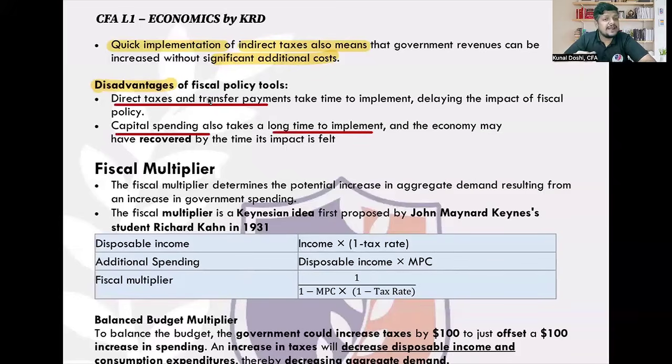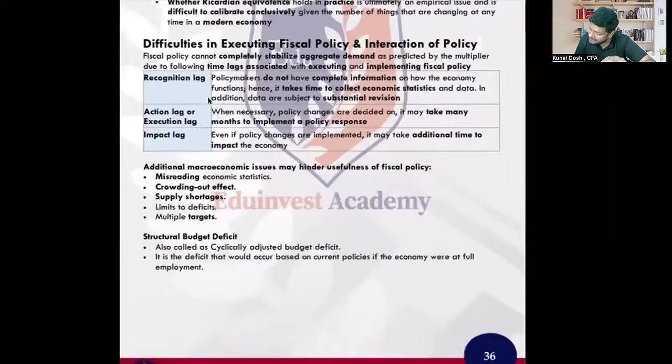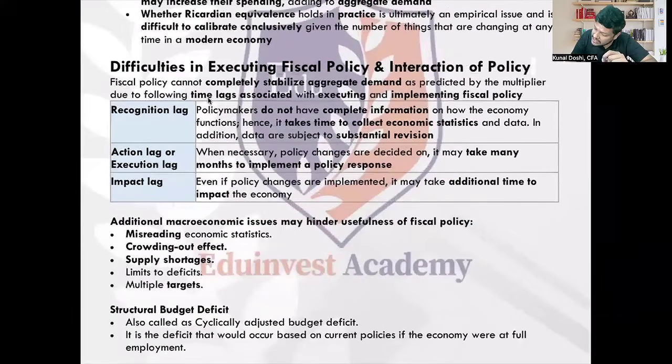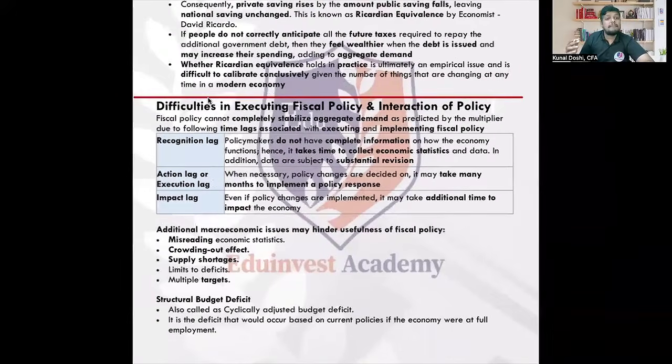And many of these disadvantages arise because the implementation takes time, which we are going to understand later on: the difficulties in execution of fiscal policy, called the lags, recognition lag, action lag, or implementation lag. So we will see the disadvantages. We will cover the fiscal multiplier in a moment. But first, understand what the problems in implementation are.